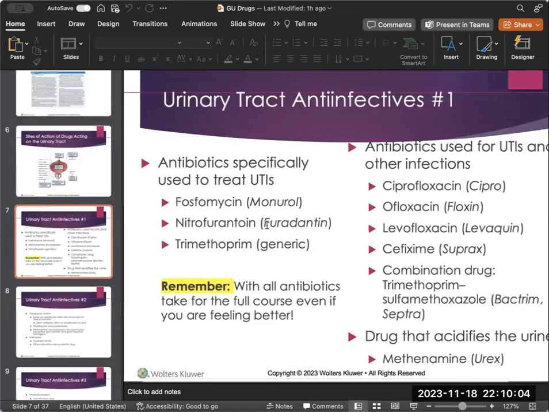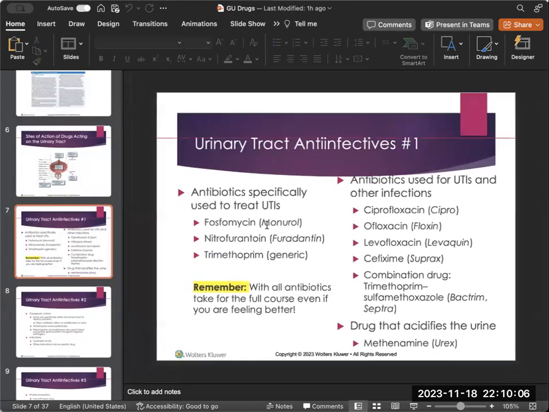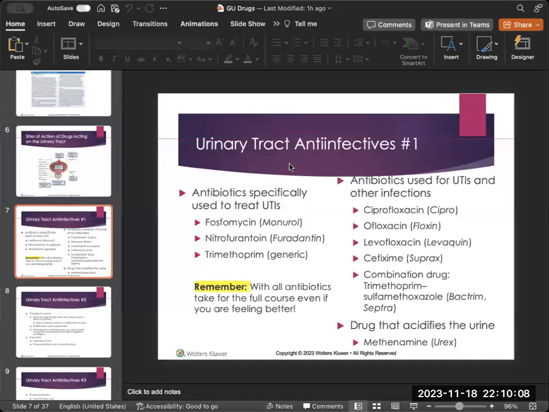So, we said urinary tract anti-infectives can be used for children. Some of these are antibiotics, right? Because it could be a bacterial infection, we can give fosfomycin, nitrofurantoin, or trimethoprim, okay? Remember, with any antibiotic, you have to take it for the full course. If the doctor says take it 8 days, they take it 8 days, even if they're feeling better, because they can get sick again if they don't do that. They will not get better if they don't take the full course of the antibiotics.